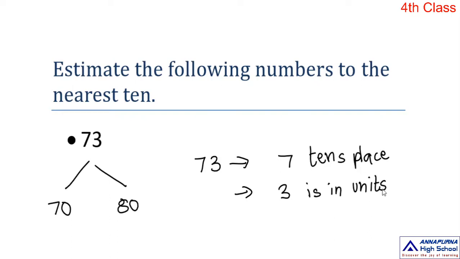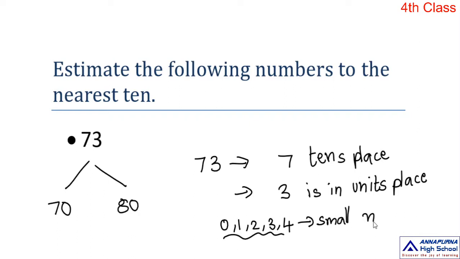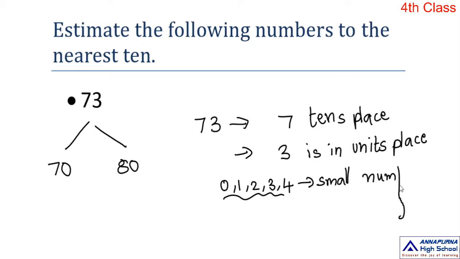Okay children, so 3 belongs to which family? 3 belongs to 0, 1, 2, 3, 4. These 5 numbers belong to the small number family. Okay children, and the next numbers 5, 6, 7, 8 and 9. These 5 numbers belong to the big number family.